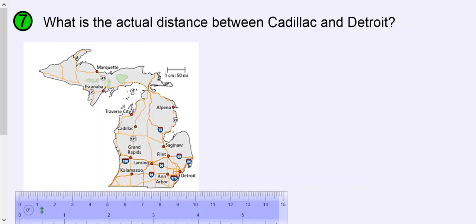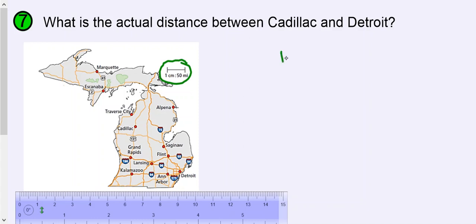Alright, next one here. We have a little map here, and it says, what is the actual distance between Cadillac and Detroit? So the first thing I want us to recognize is our scale right here. That says 1 centimeter is equal to 50 miles. So just to start, we're going to start setting up our proportion.